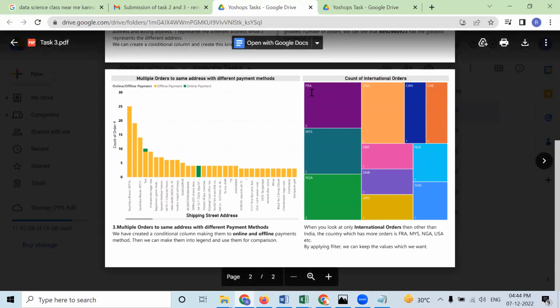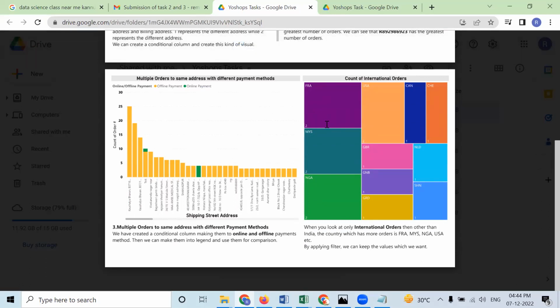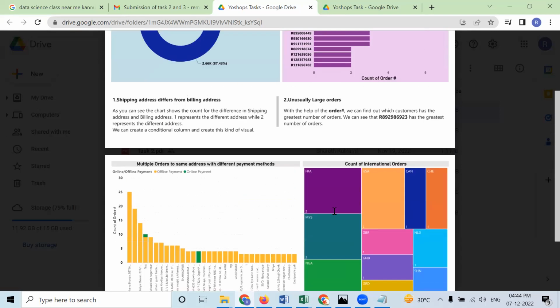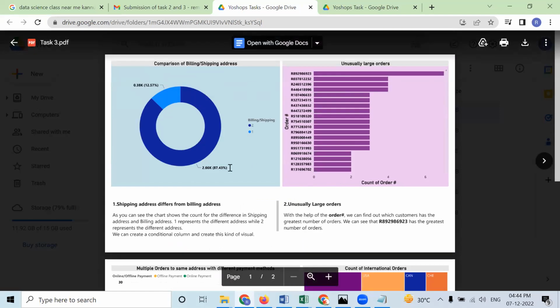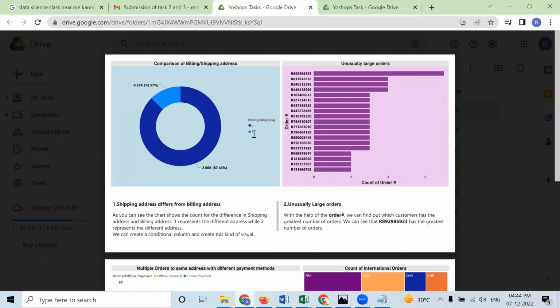International order count is not required, Sharath. We need the order ID itself. You put the order ID over here, whichever is having the problem. Understood my point? And in this case also, what is one, what is two? One represents different address and two represents different address. I have not saved that.